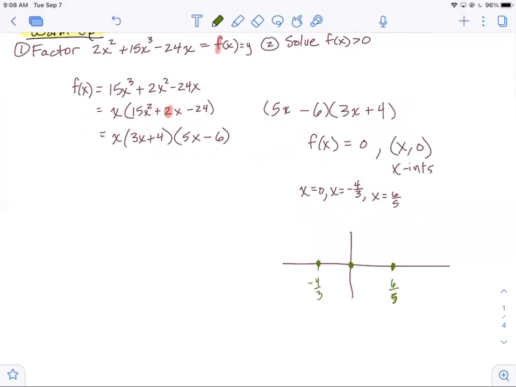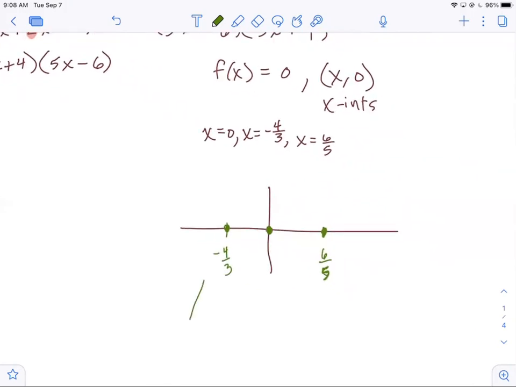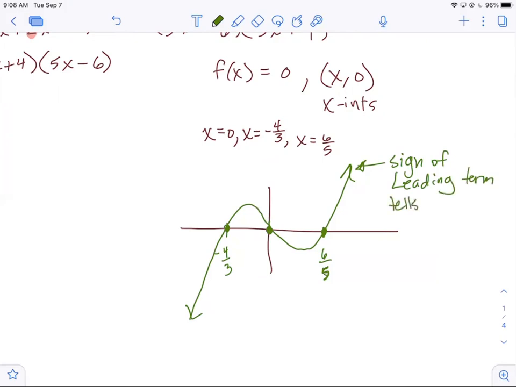It's a cubic polynomial with a positive leading coefficient. So what this looks like is it comes in the bottom and it goes out the top, okay? The sign of your leading term always tells you how it exits. So if the leading term had been negative, then this thing would be reflected across the x-axis. It would exit down to negative infinity.